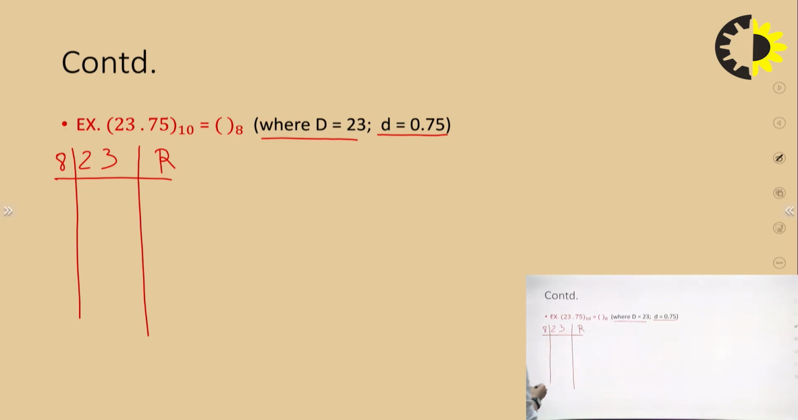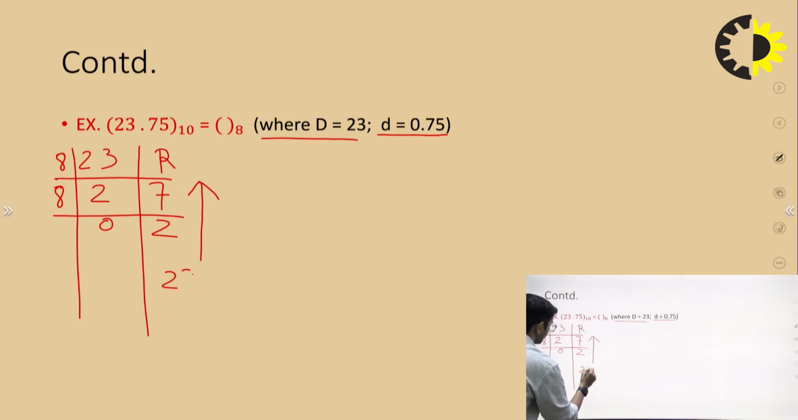If we divide 23 by 8, we get 2 and the remainder is 7. Again, if we divide 2 by 8, we get 0 and the remainder is 2. For division, we have to move from bottom to top, so the result for the division is 27.